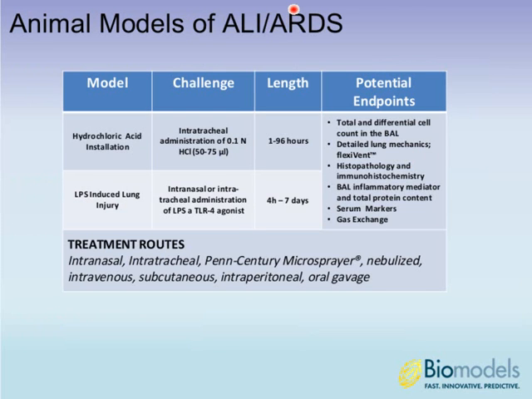At Biomodels, we offer 2 models of acute lung injury. We have the hydrochloric acid instillation model, where we deliver between 50 and 75 microliters of 0.1 normal hydrochloric acid intratracheally. Generally, those models last between 1 and 96 hours, but we are able to pull those out further. LPS-induced lung injury, generally we like to deliver this intranasally. We can do intratracheal administration as well. And the length of this model can be anywhere from 4 hours, and I just recently finished a study that lasts up to 7 days. Endpoints in these models are similar to the allergic asthma models, and the treatment routes are generally the same.